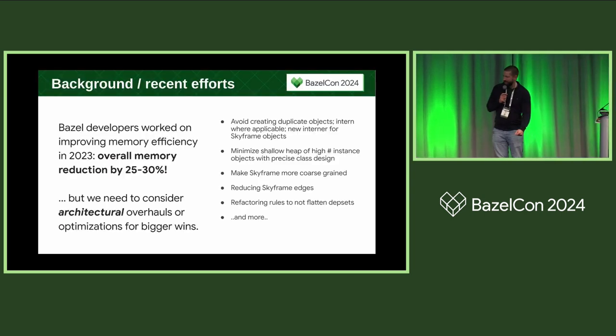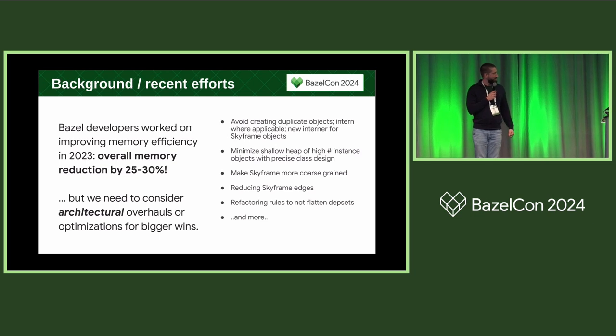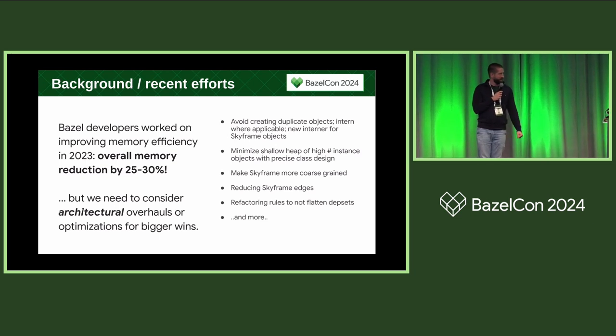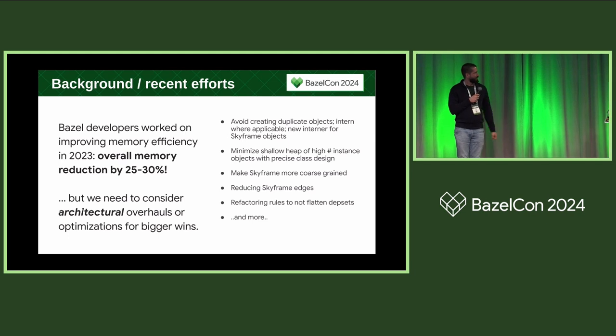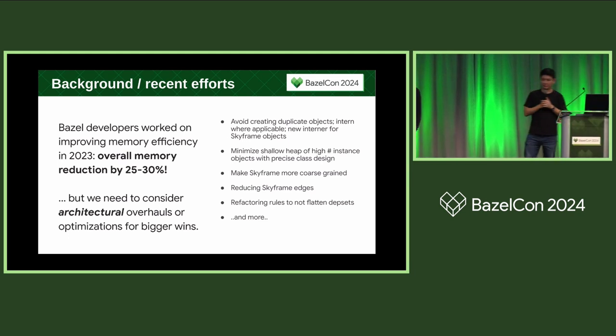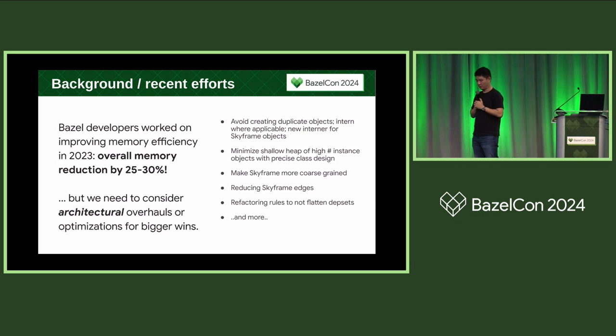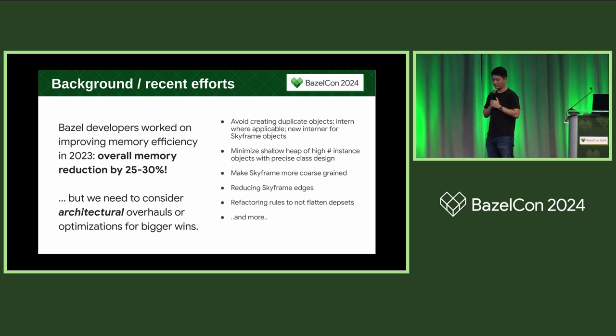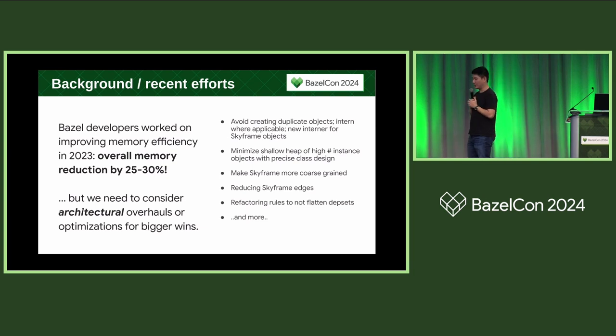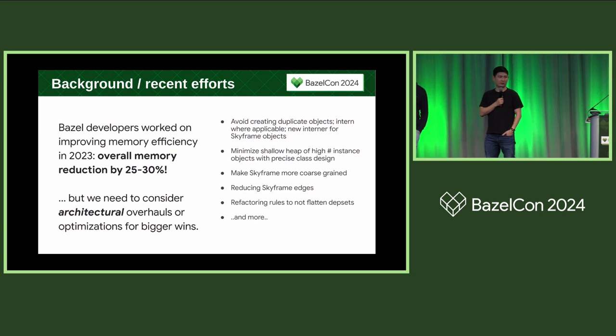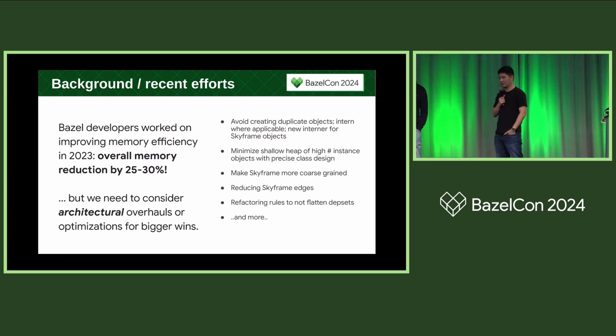But before we present those ideas, let's first go over the last year and the memory reductions that happened. So the Bazel team has been hard at work in 2023 to improve the memory efficiency of Bazel by nearly a third of it. On the right, you can see we have listed some of the themes of the optimizations that were done to Bazel. A lot of these revolve around how Bazel is a Java application, and we take advantage of that, learn how the GC works, and also improve Bazel's internal computation model.